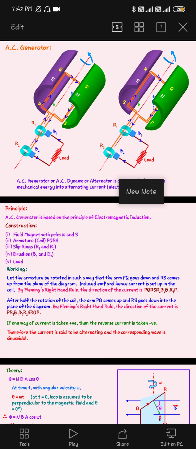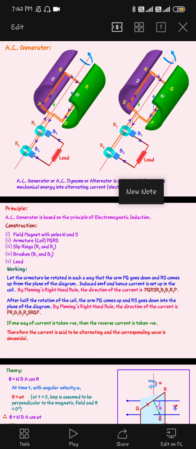So first of all, the description and the diagram. From the diagram, we are able to find that it has five main components. First one is the field magnet with poles north and south. Actually, these are electromagnets which will produce a magnetic field of high magnitude, and it is also known as the stator coil. It creates the magnetic field.